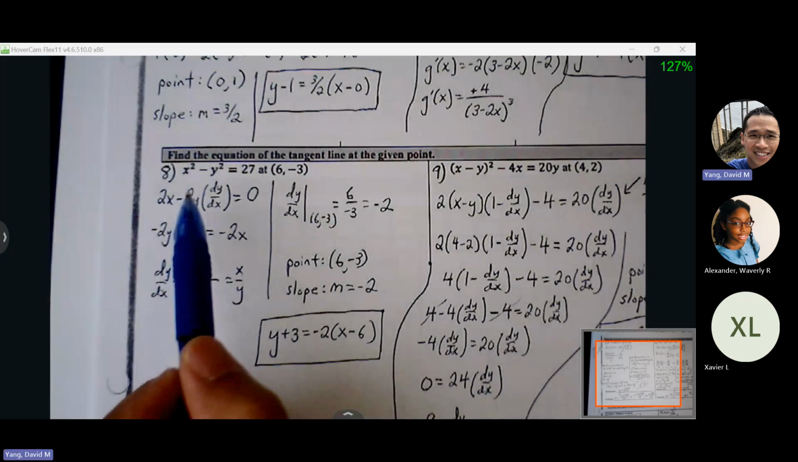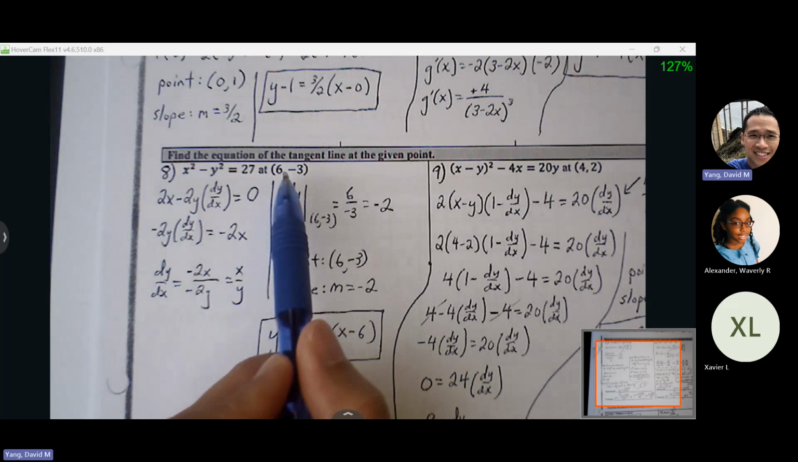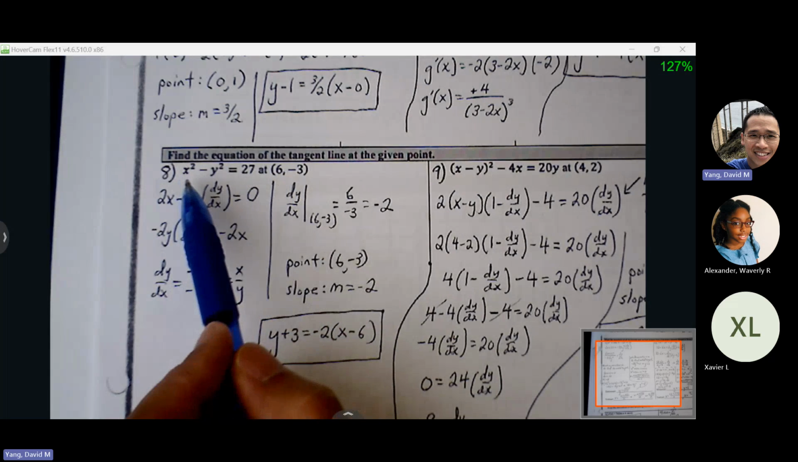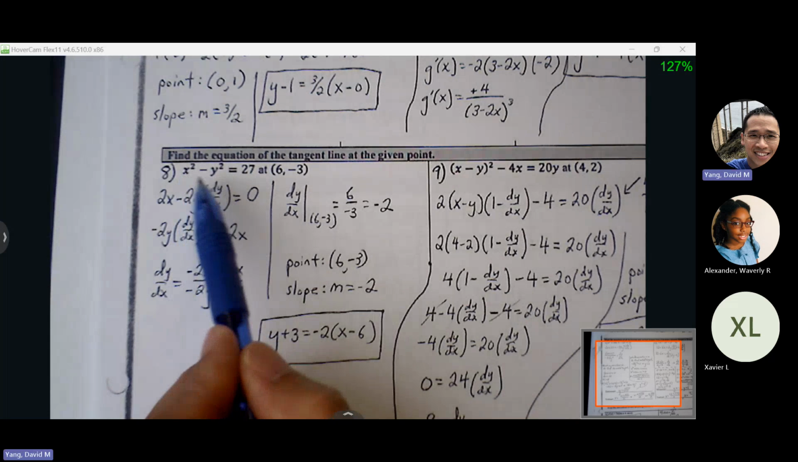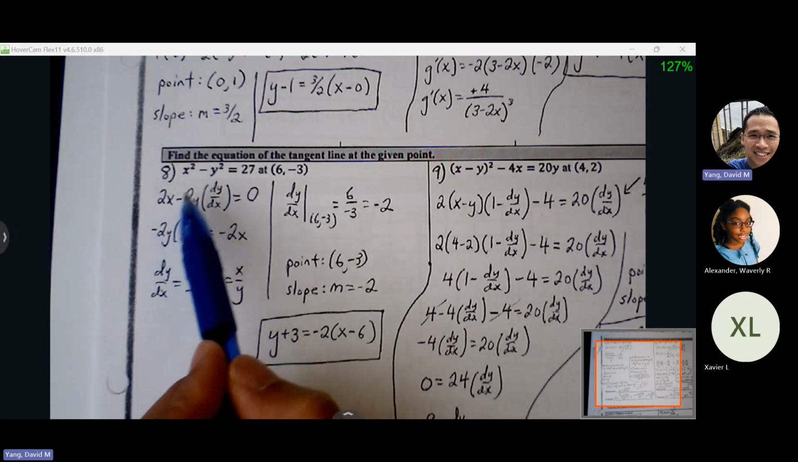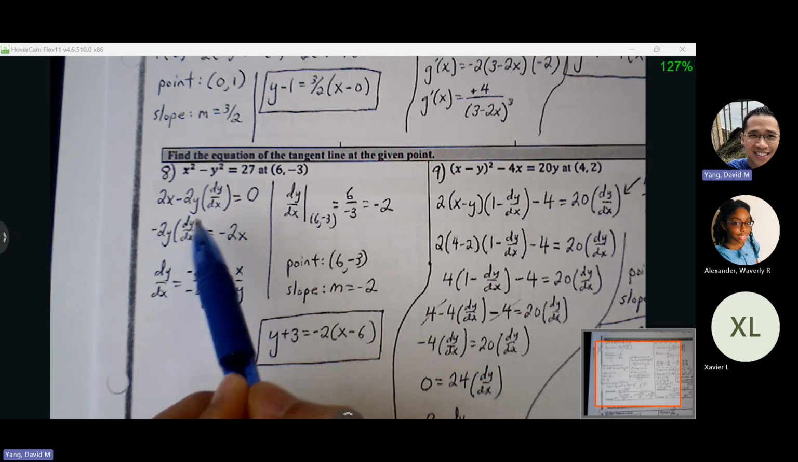Okay, so equation of tangent line. We have to get to our ordered pair and slope. Well, we already have our ordered pair, just have to get to the slope. And we see there's y's involved. So we got to go through implicit. x squared becomes 2x. y squared becomes 2y dy dx. 27 goes to 0.